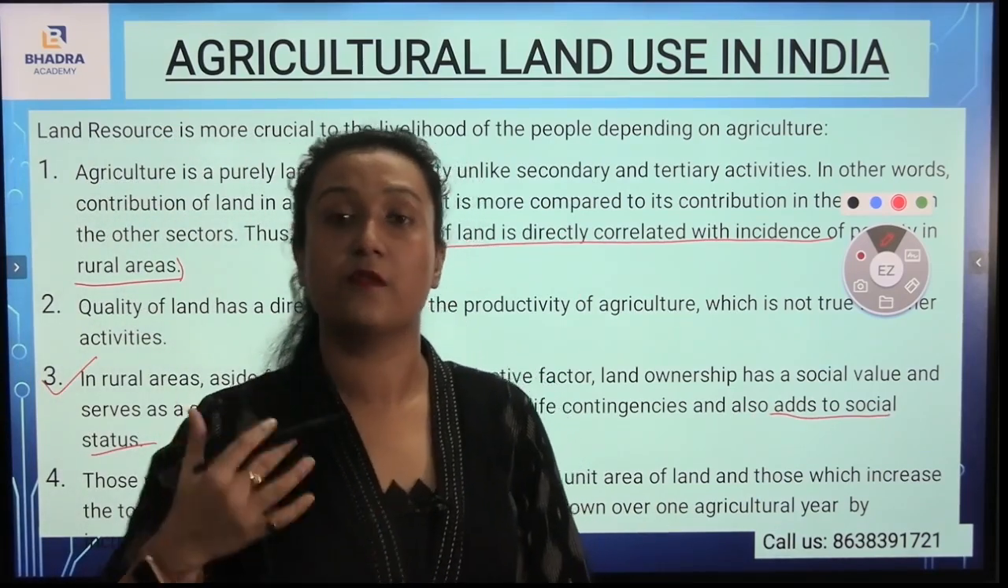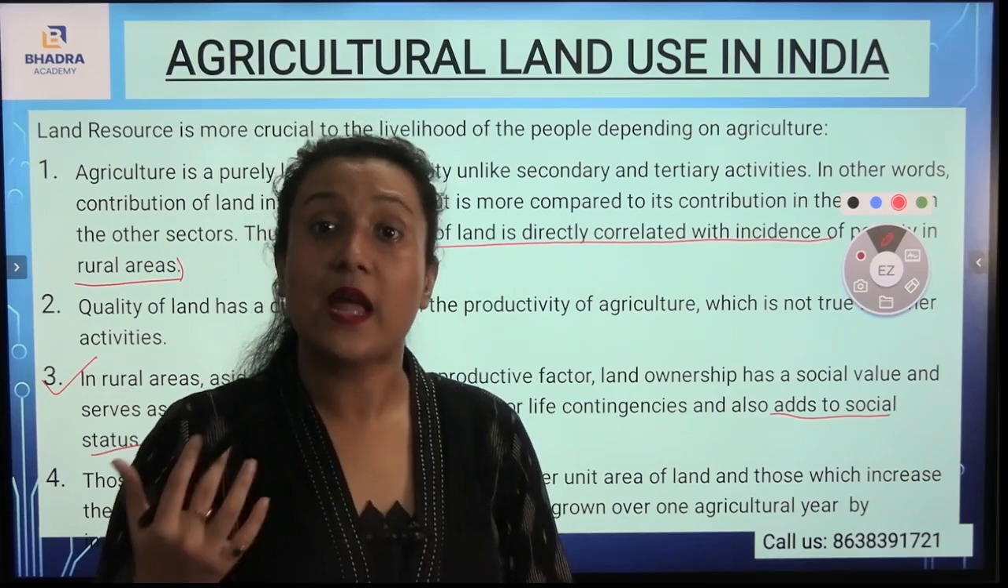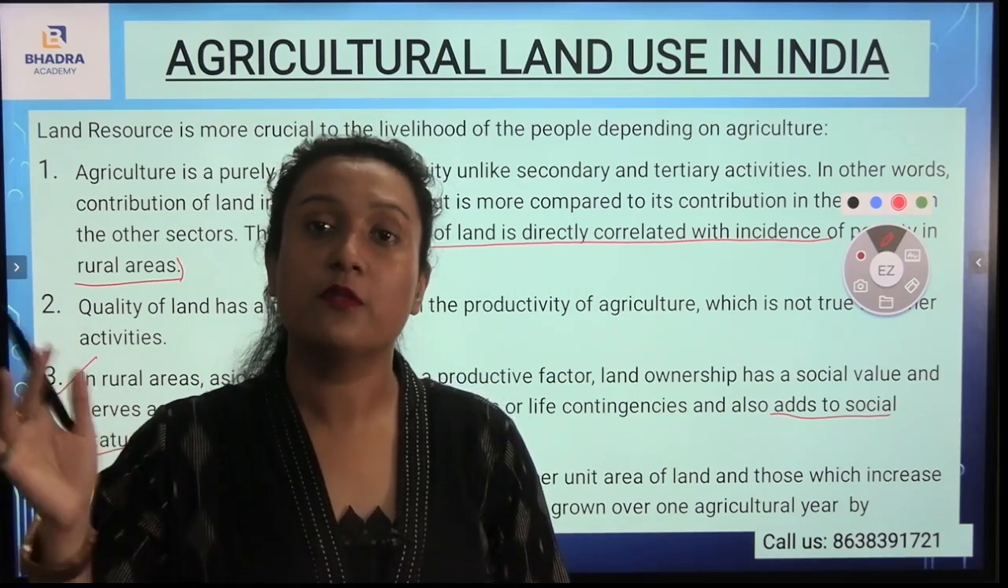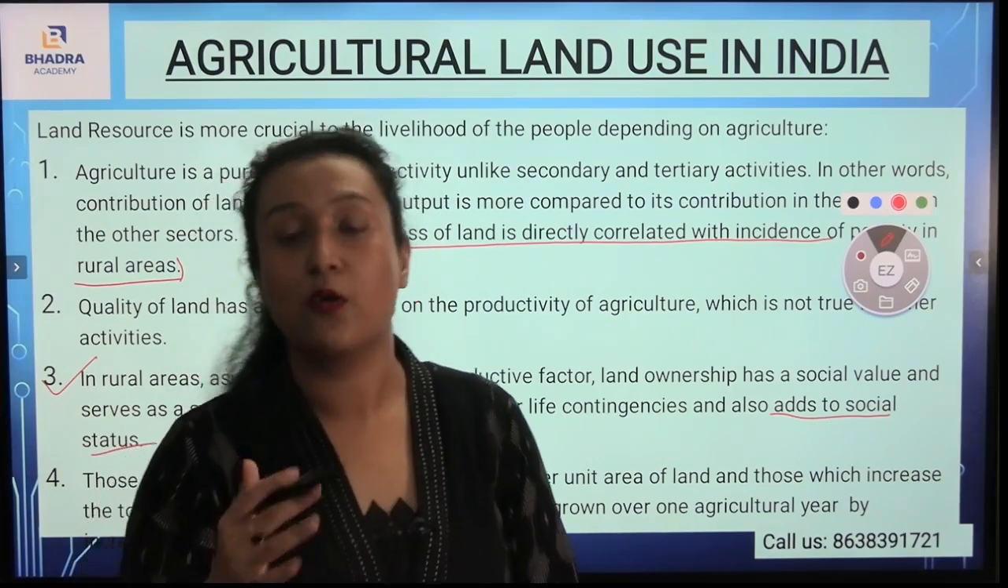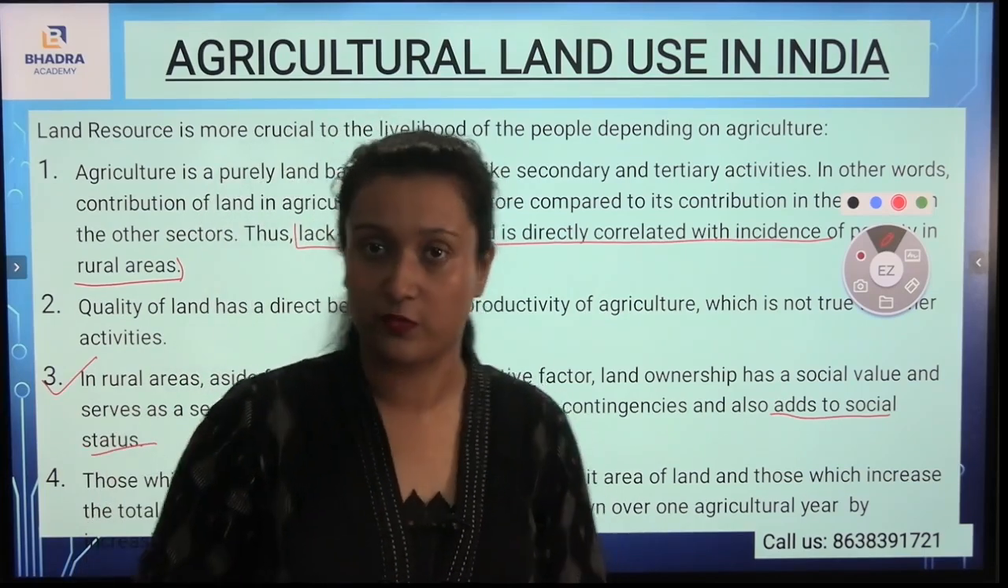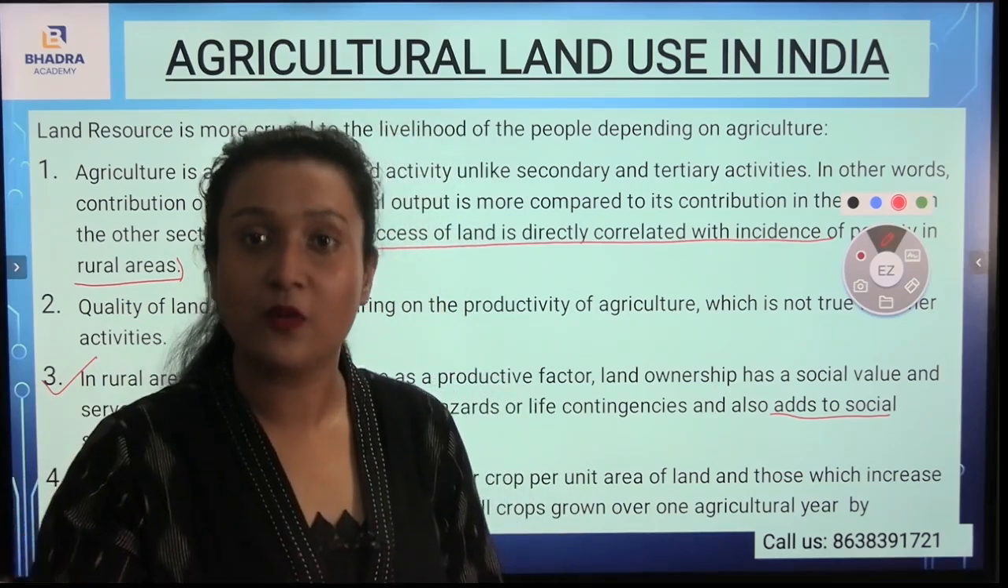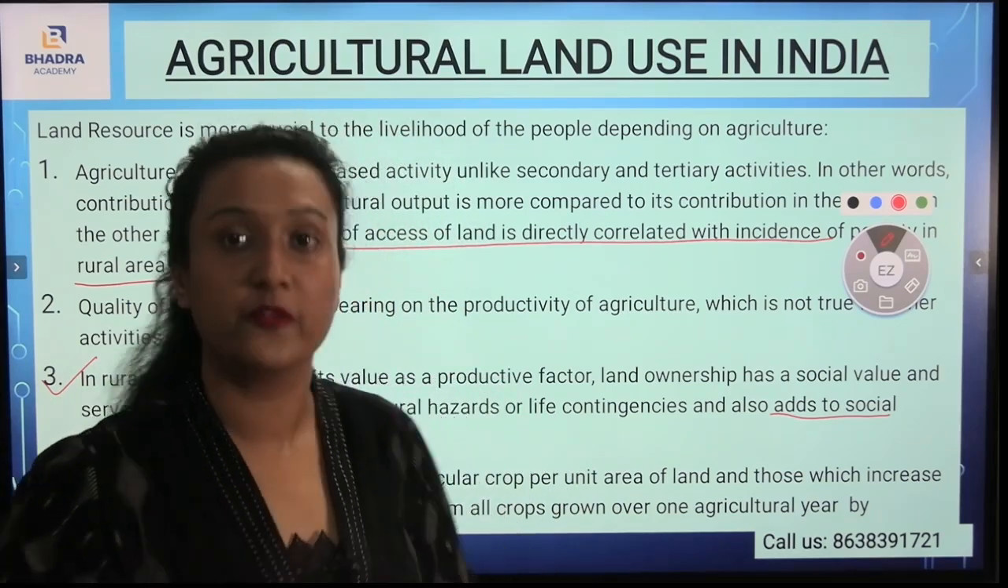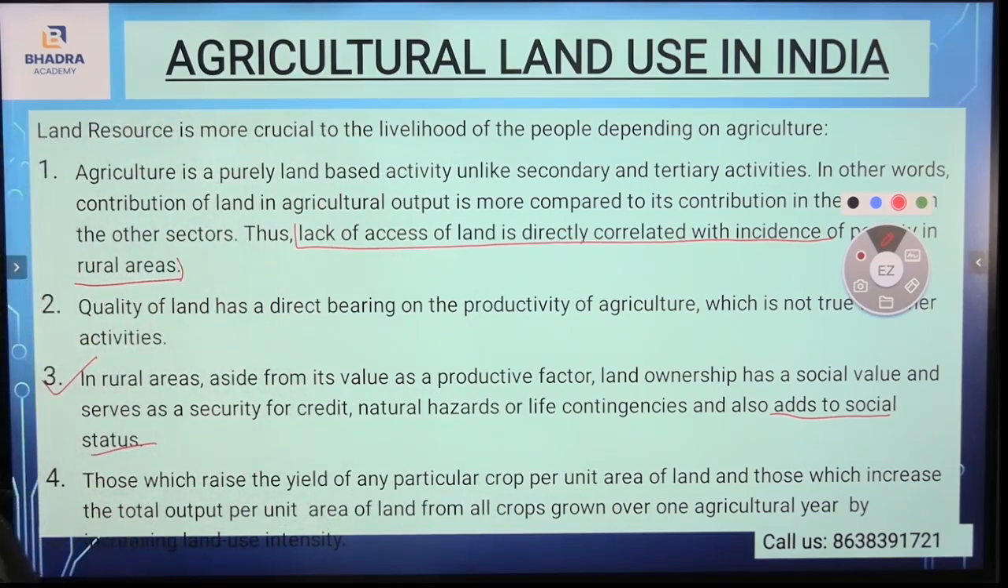First of all, it serves as a credit facility. Second, and third, it also contributes to the enhancement of social status, and also helps with other contingency issues, which means if there is any contingency, this can be solved with the help of the land. Now, those which raise the yield of any particular crop per unit of land, and those which increase the total output per unit area of land from all crops grown over one agricultural year by increasing land use intensity.